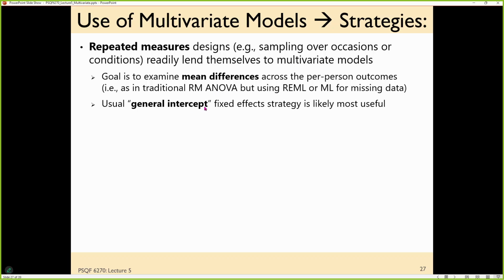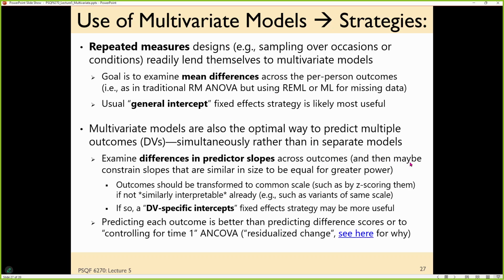Then setting up the model in the usual way that we're used to, where there's one general fixed intercept, and then you have slopes that say what's the change from pre to post, or what's the change from condition A to condition B, that would be just fine. If you're thinking about it as different outcomes, and you're not interested in the changes between them, then this is going to be less useful.